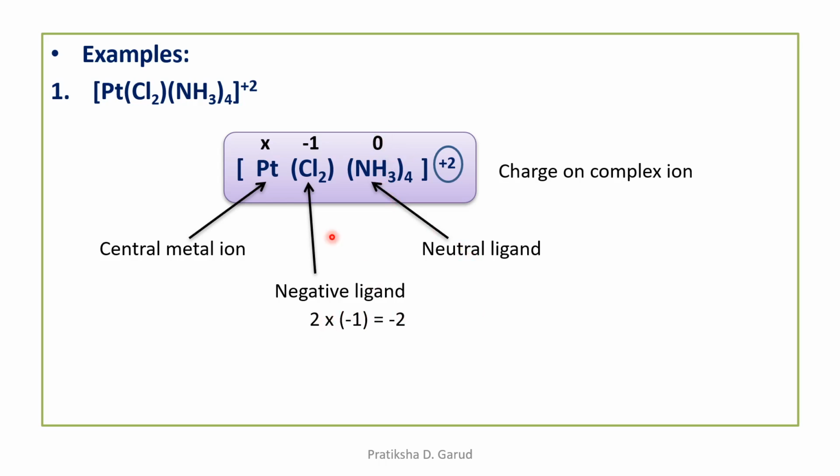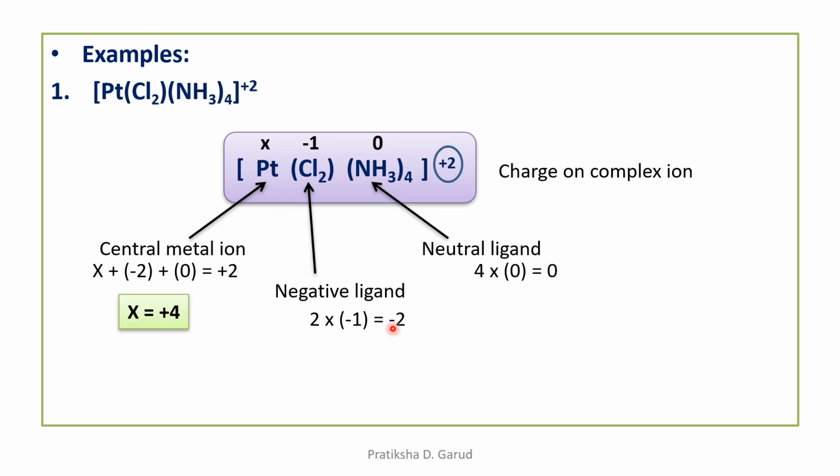So for the negative ligand, that means for the chlorine, we should write 2. As there are 2 chlorine atoms, it is 2 into -1, which is equal to -2. And then for the neutral ligand having the 0 charge, there are 4 neutral ligands, so it is 4 into 0, which is equal to 0. And hence for the central metal ion, we can write X plus -2 plus 0 is equal to +2, and this +2 is the charge on the complex ion, and hence X is equal to +4. So the oxidation state or the oxidation number of this central metal ion is +4, right?